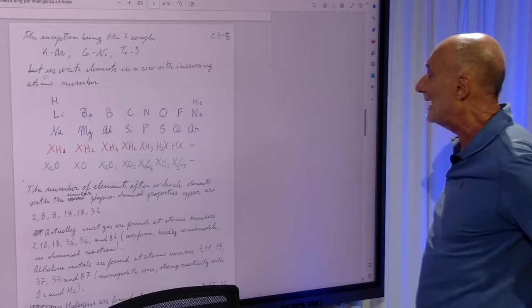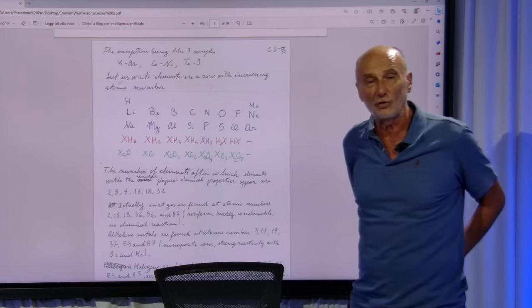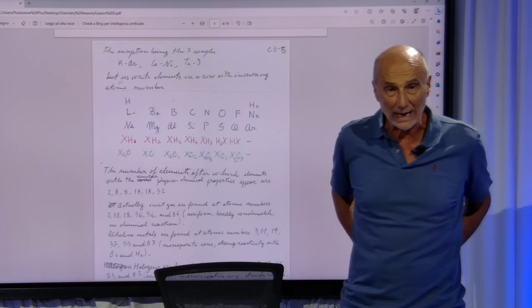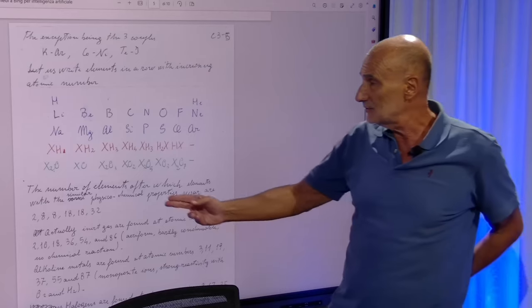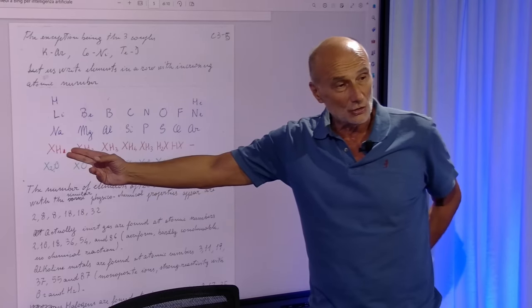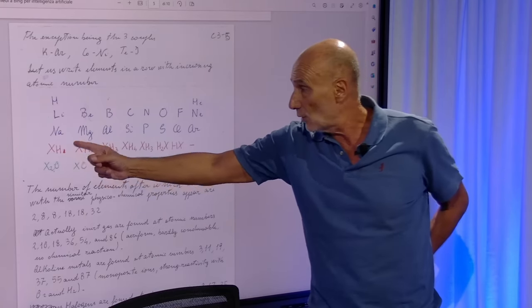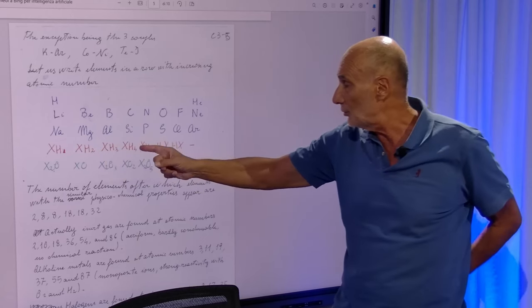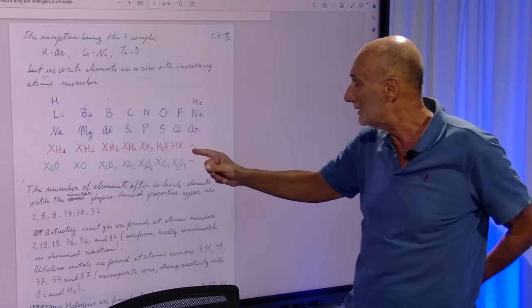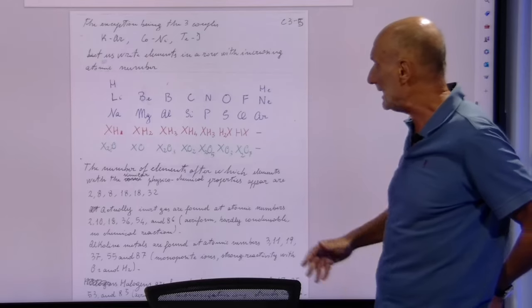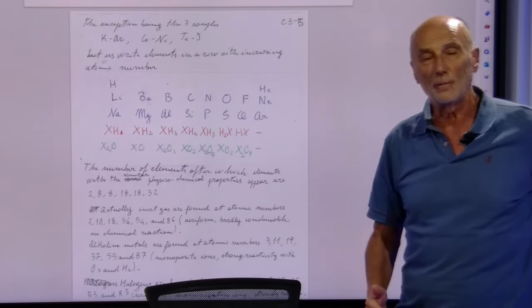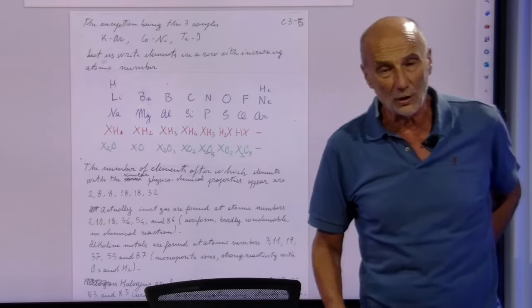Finally, the inert gases do not form any compound with hydrogen. It's very easy to see the periodic variation of the combination ratio: 1, 2, 3, 4, 3, 2, 1, no elements. Let's see also the compounds that these elements form with oxygen.